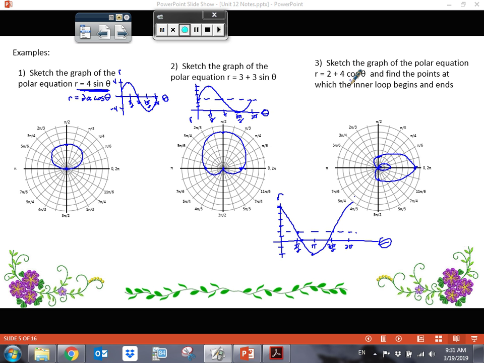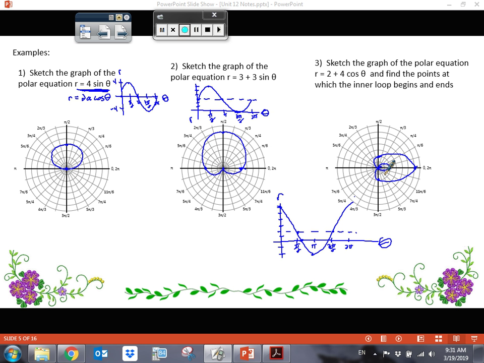So the other thing that we're going to be required to do, well, in calculus, we would be asked to find the area of this inner circle, this inner curve. It's not actually a circle. It's just a curve. So we would need to know when the curve starts and when the curve stops. That's going to be significant for us.